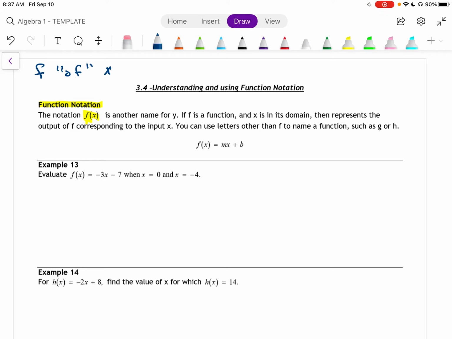If f is a function and x is in its domain, then f of x represents the output of f corresponding to the input x. You can use letters other than f to name a function, such as g or h. So what this is saying is that f is the label of the function. It is function f. And then x is the variable that function f is using, right? So you could have something like g of k, where g is the name of the function and k is the variable that function is using.